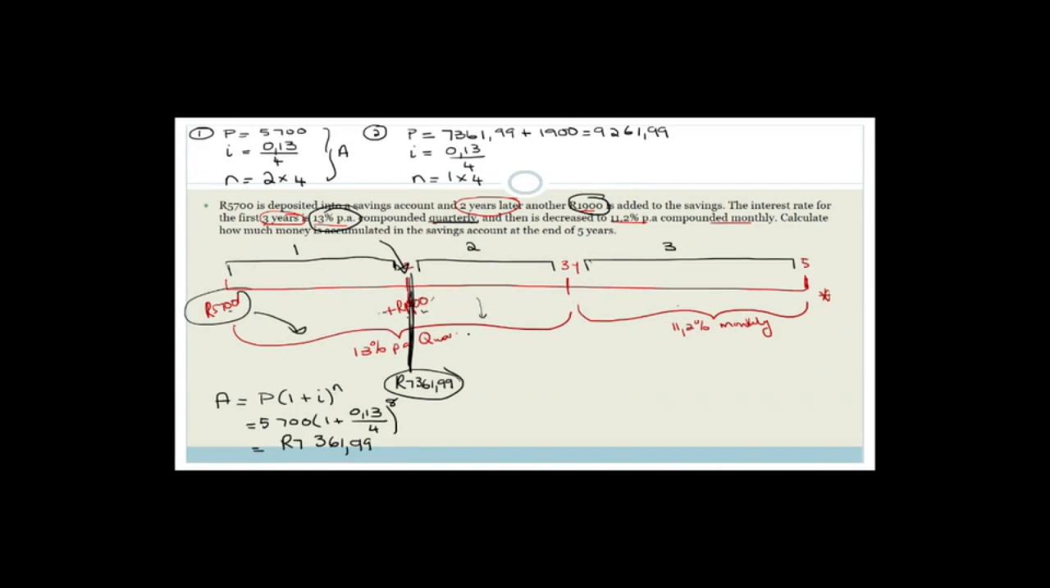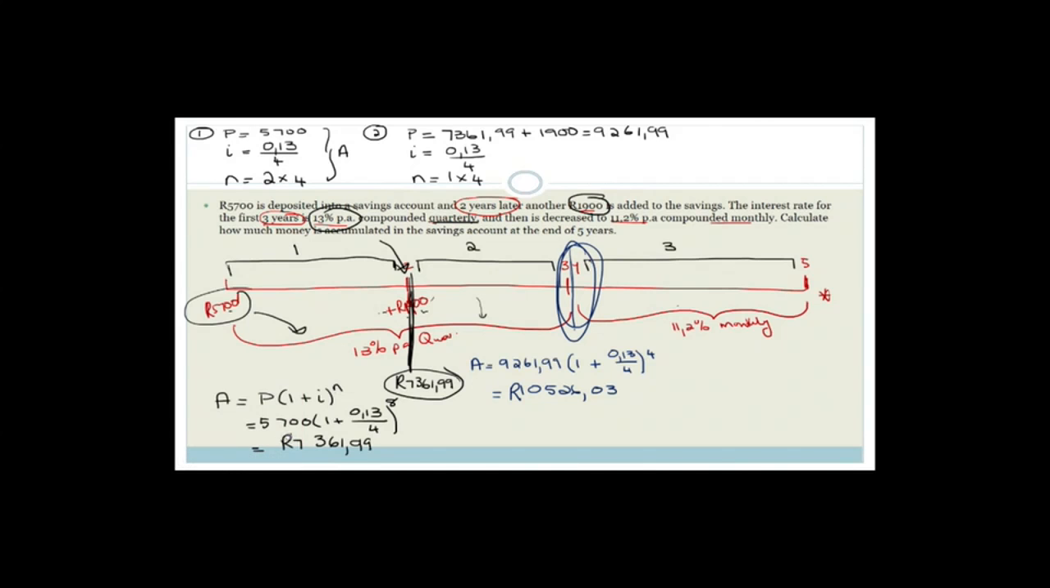Okay, so therefore we can now work out, and I'm going to do it in a different color just so we don't get confused. So we've got A is equal to my new principal of 9,261.99 times 1 plus 0.13 over 4, all to the power of 4. So we do that on our calculators. We go 1 plus 0.13 divided by 4, all to the power of 4, multiplied by 9,261.99, and that comes to 10,526 rand and 3 cents, and that's how much we have over here now. That's what we have at the beginning of the third year.